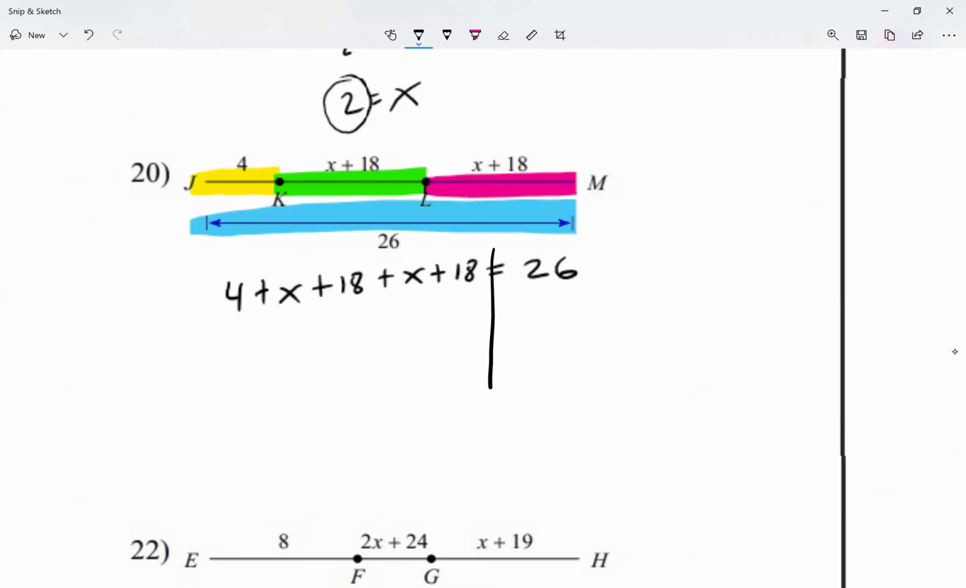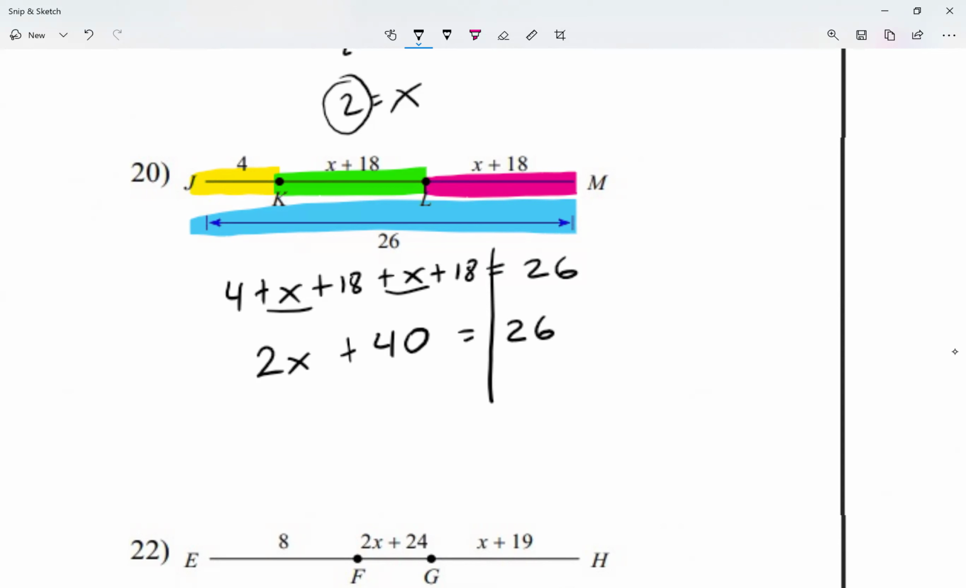We separate the sides through the equal sign. When it comes to letters, I see 1x plus 1x. So that's going to give me 2x. And then I see 4 plus 18 plus 18. That happens to be 40. And this is equal to 26.